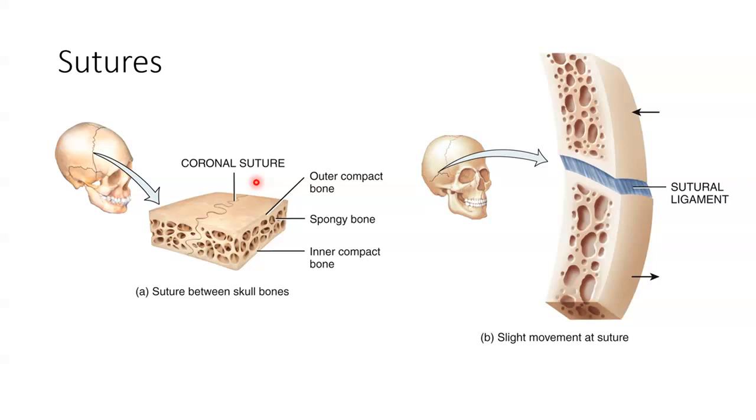In older individuals, the sutures are completely immovable, so are synarthroses, but in infants and in children, they are slightly movable, or amphiarthroses. So obviously, as their brains and their heads grow, it allows that little bit of space.